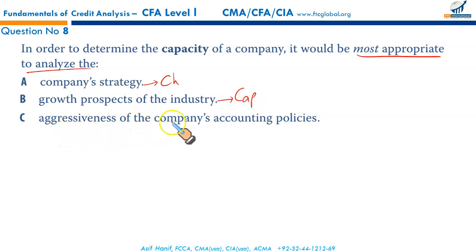And aggressiveness of the company's accounting policies. Well, that is character, not the capacity. So that makes B the correct option. We are looking for capacity, and that's B.